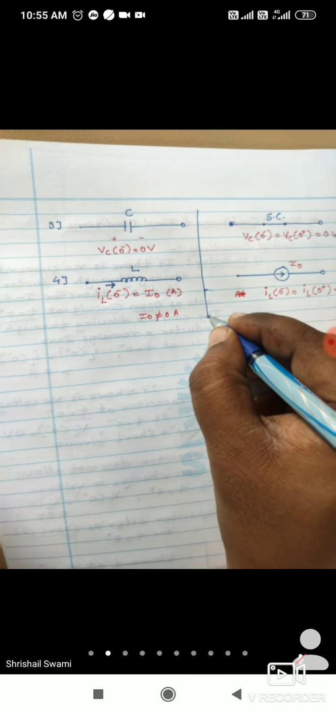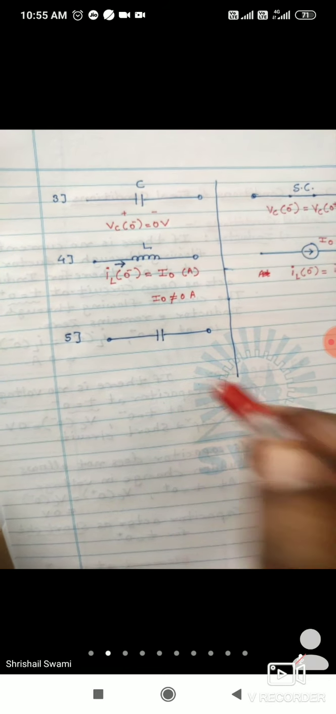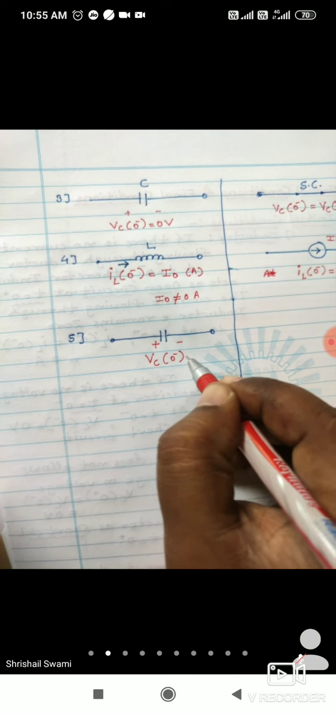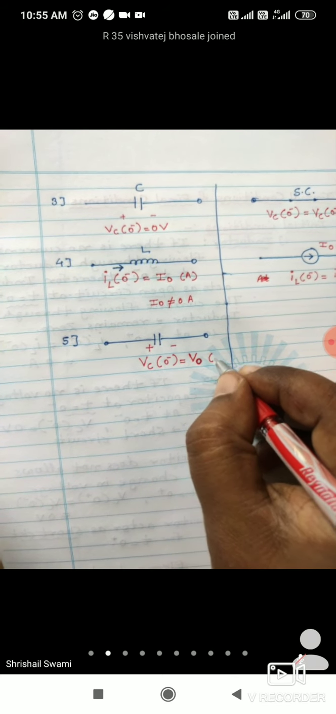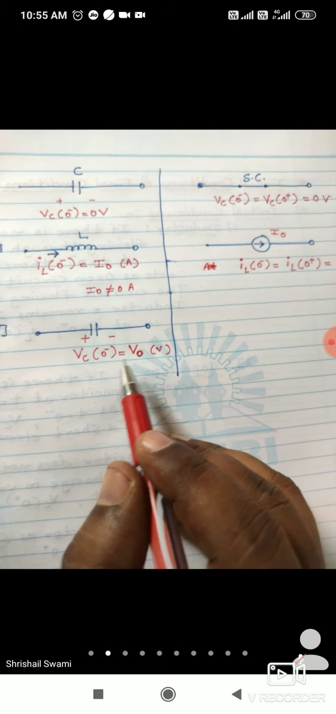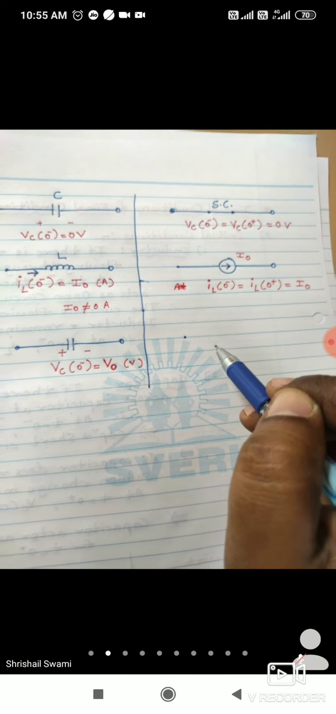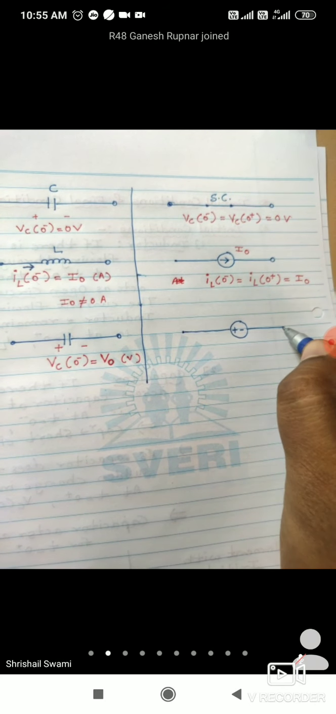Similarly for the capacitor, if the voltage across the capacitor is some value other than 0, polarity is important. So the voltage across the capacitor at 0 minus, I can consider as V0. The unit is volt. It may be 1 volt, 0.5 volt, 2 volt, whatever the initial condition voltage across the capacitor. Then at that time, just as the inductor acts as a current source, here the capacitor acts as a voltage source, with plus and minus polarity.